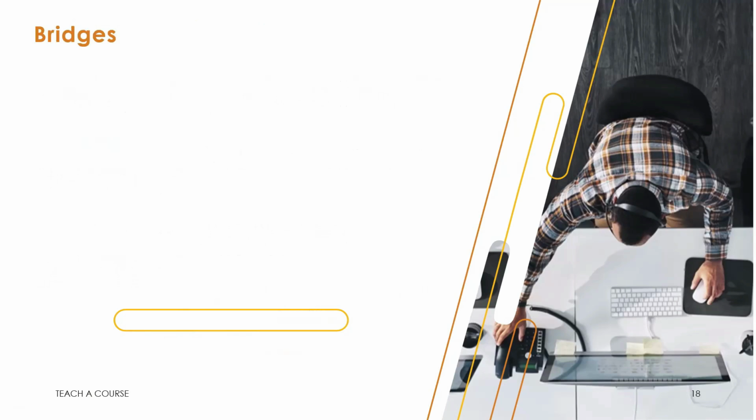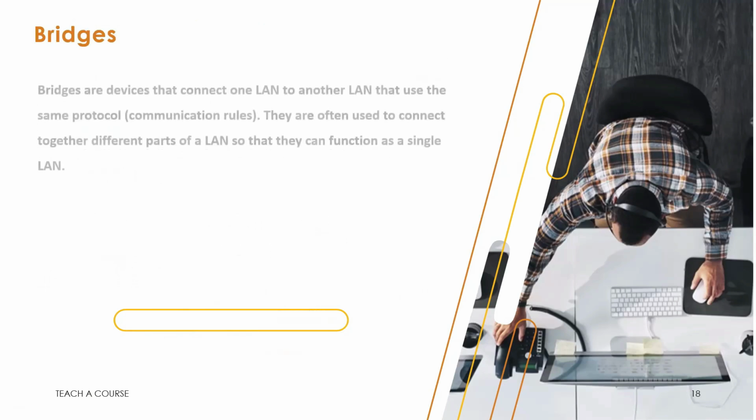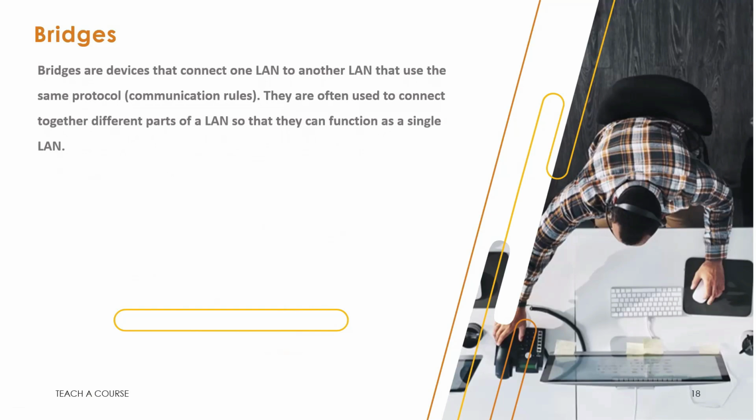Okay, then we have something called a bridge. Bridges are devices that connect one LAN to another LAN that use the same protocol. They are often used to connect together different parts of a LAN so that they can function as a single LAN. So if you've got two separate LANs, you can create a bridge as long as these two separate networks are using the same protocol, meaning the same set of rules.